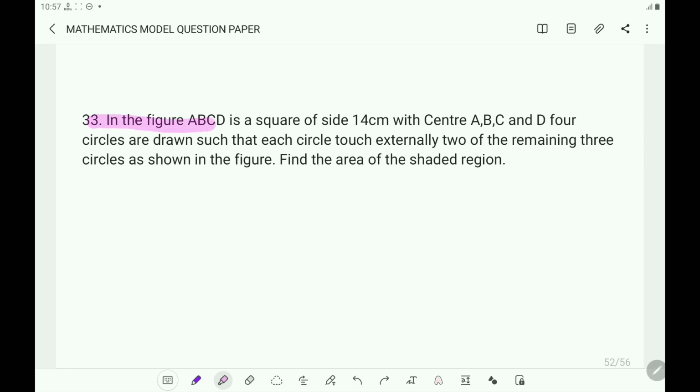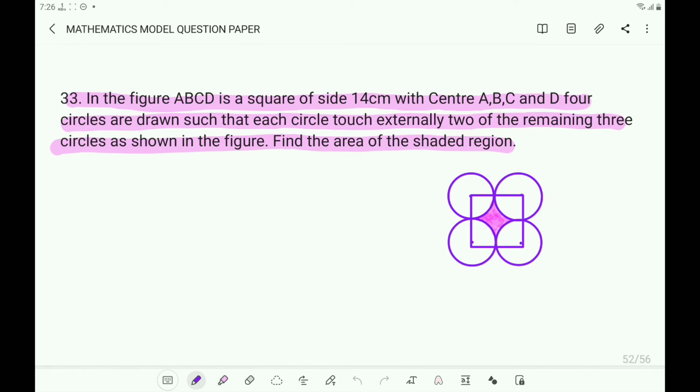33. In the figure ABCD is a square of side 4 cm with centers A, B, C and D. 4 circles are drawn such that each circle touches externally 2 of the remaining 3 circles as shown in the figure. Find the area of the shaded region. Children, observe the figure. 4 circles are intersecting each other and we have to find the area of the shaded region.